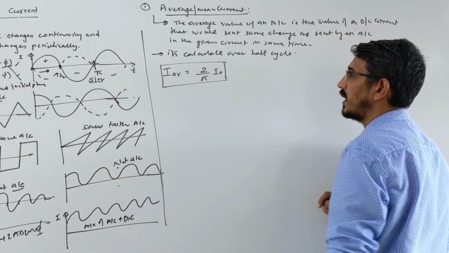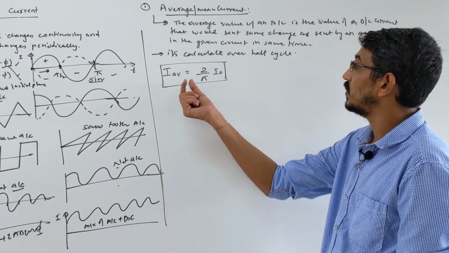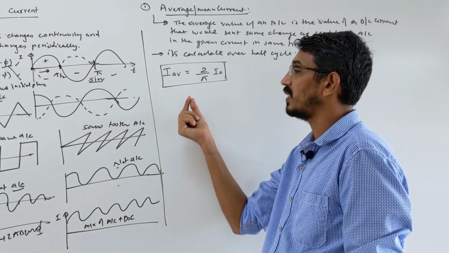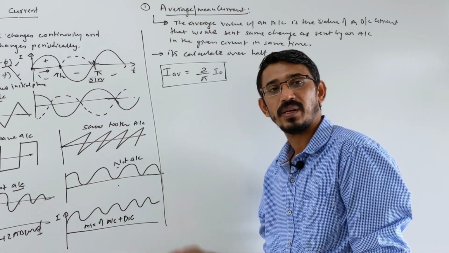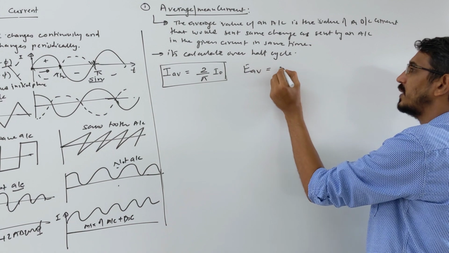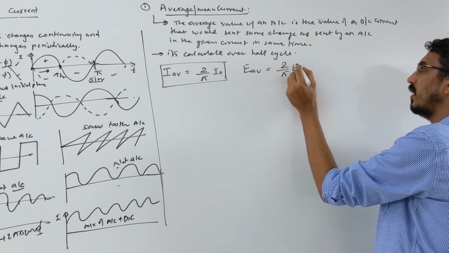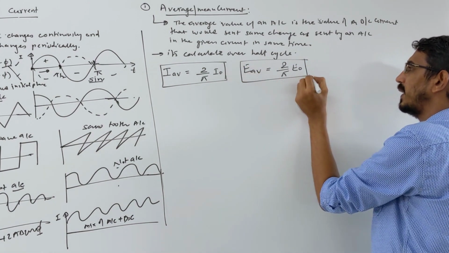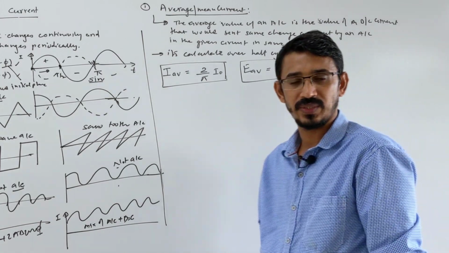We are not doing its derivation here. So I average, what's the average value of the current? 2 by pi into I naught. Same way you can write the voltage also. If you want to write the average, what is the answer? 2 by pi of V naught. 2 by pi times the maximum, this is called the average value, correct?